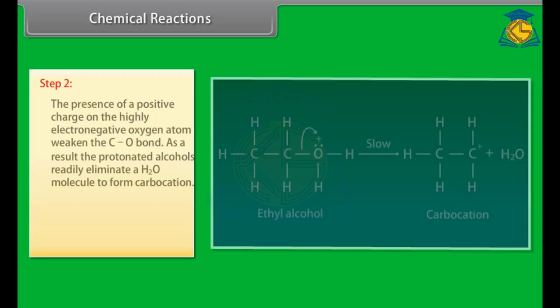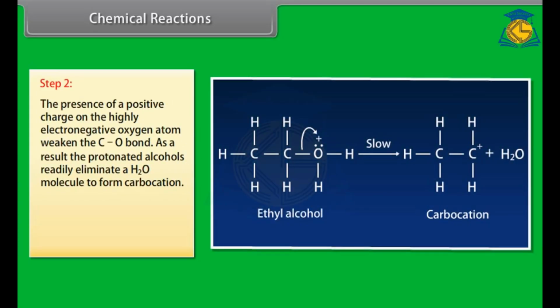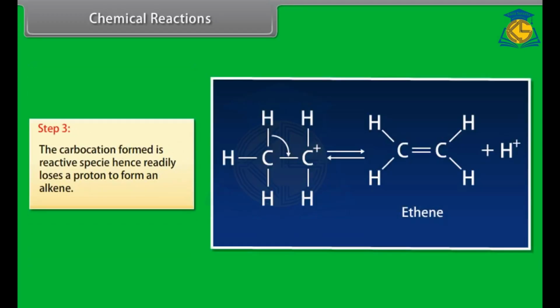Step 2. The presence of a positive charge on the highly electronegative oxygen atom weakens the C-O bond. As a result, the protonated alcohols readily eliminate a water molecule to form a carbocation. This is a slow step and therefore the rate determining step of the reaction. Step 3. The carbocation formed is a reactive species, hence it readily loses a proton to form an alkene.